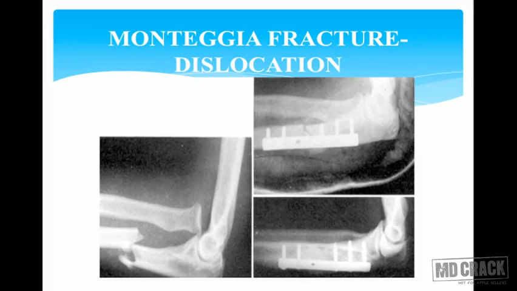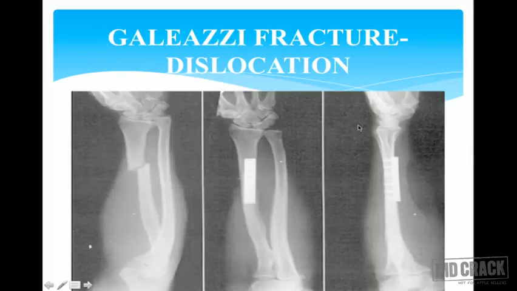This is a diagrammatic picture of Monteggia fracture, where you can see a fracture of the proximal ulna, and there's a dislocation of the proximal radioulnar joint. This has been properly fixed, where reduction has been done and open reduction and plate has been applied. So you can see a good anatomical reduction of this fracture, and also the articular reduction is good. Even the radial head has come back to its place.